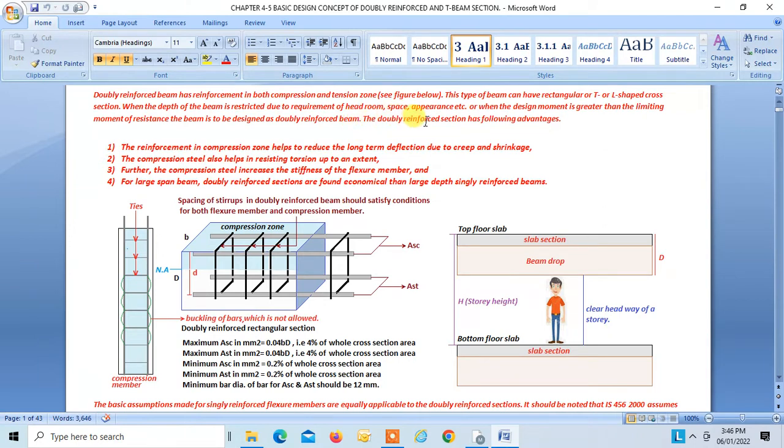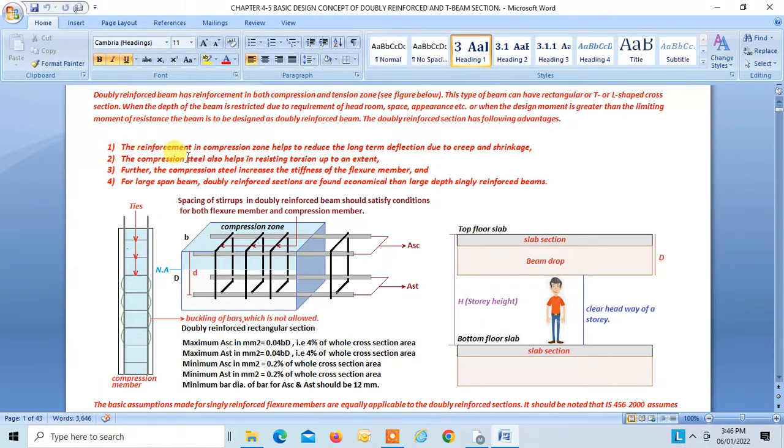The doubly reinforced section has following advantages. First, the reinforcement in compression zone helps in reducing the long-term effect due to creep and shrinkage. Okay, this reinforcement, which is placed in compression zone, takes the strain which comes due to long-term effect of creep and shrinkage and temperature, and so it is helpful in reducing the deflection, right?